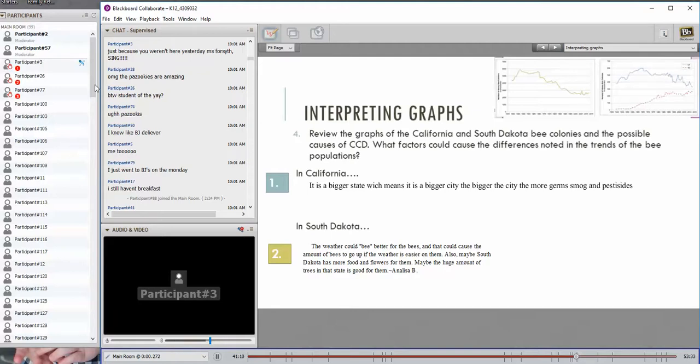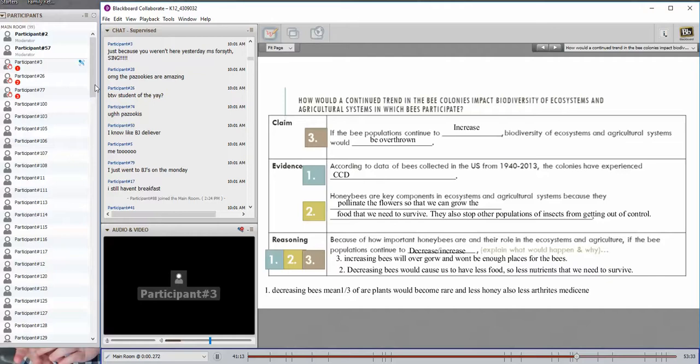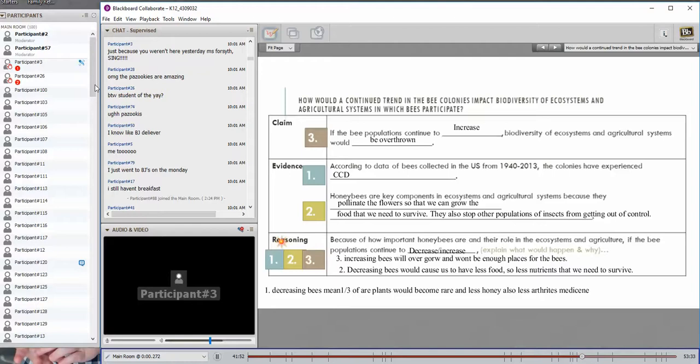So this is the last slide. I don't know if we did the CER, but I guess this is the CER. So anyway, Nicholas, Elena put, if the bee population continues to increase, biodiversity of ecosystems and agricultural systems would be overthrown. And Elena said, according to the data of bees collected in the U.S. from 1940 to 2013, the colonies have experienced CCD, which is colony collapse disorder. Well, you already know that. Okay, anyway, so honeybees are the key components in ecosystems and agricultural systems because they pollinate the flowers so that we can grow the food that we need to survive, and they also stop other populations of insects from getting out of control. And then the last slide, the reasoning.